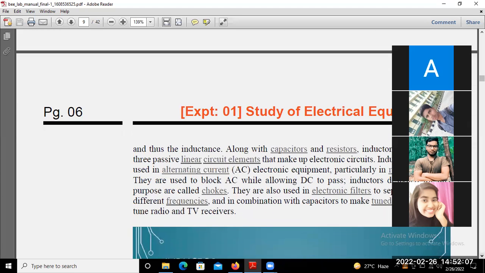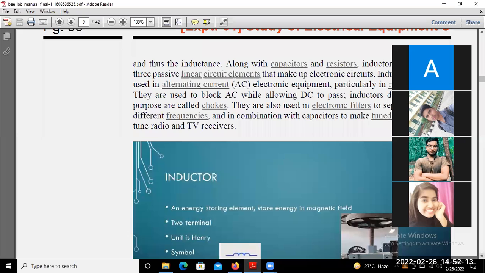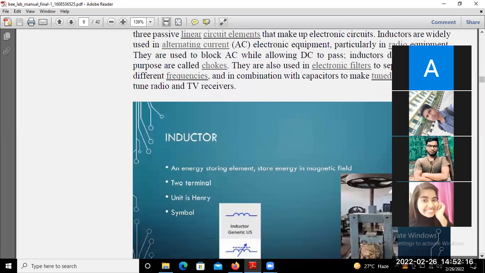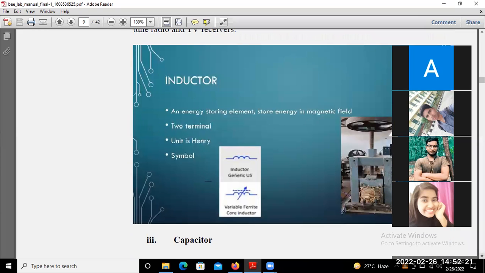And next is the physical representation of the inductor. This is the circuit element representation for the inductor, and physically you may see that the coil is wound on a core, either in a transformer or in a motor. So this is known as an inductor. The winding is wound on a particular core.